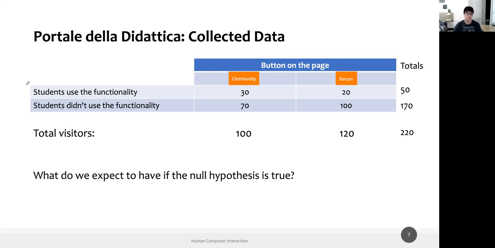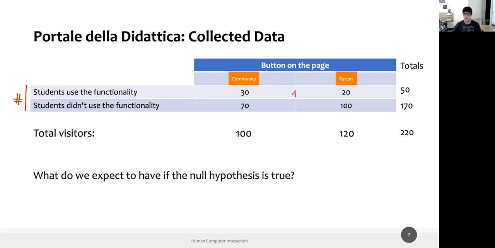And this is, let's say, the dependent variable, the usage of the functionality. So the number, in this case, because this is always categorical data, the number of students that use the functionality, and obviously the number of students that didn't use the functionality. And what I did here is perform just some sum.